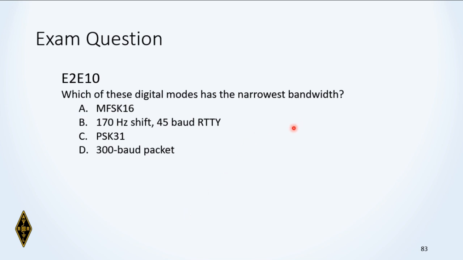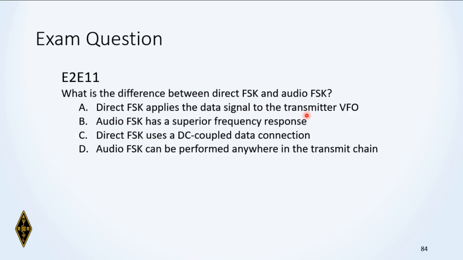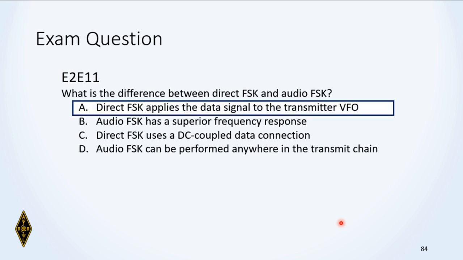Which of these signal modes has the narrowest bandwidth? Right? What is the difference between direct FSK and audio FSK? Direct FSK applies the data signal to the transmitter VFO. It actually applies a data signal to a capacitor that's in parallel with the oscillator and changes the frequency.